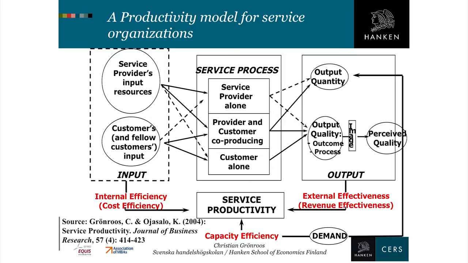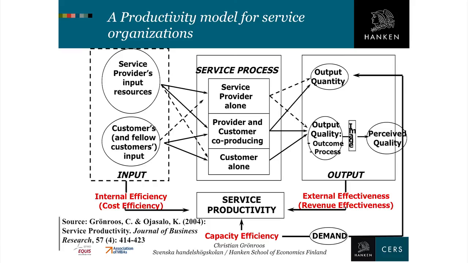Now, the arrows here from the service provider's resources just show what is affected by the service provider's resources. And the arrows from the customers' and fellow consumers' inputs here show where their activities influence. Now, thick arrow means direct influence. Dotted arrows mean indirect influence in some way. Now, I won't here go into any details about this, just showing that we need to take into account these many complicated effects that there are, so we don't make mistakes when we want to understand and then manage, not to talk about measure, productivity effects of changes in the input resources.